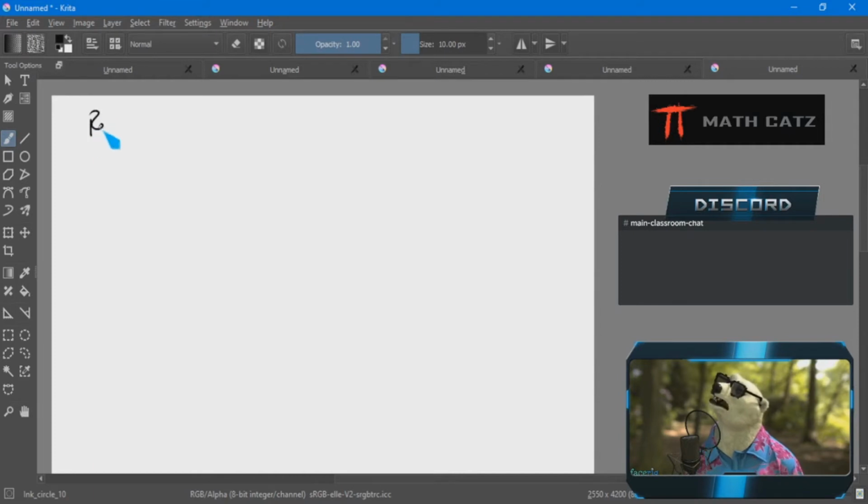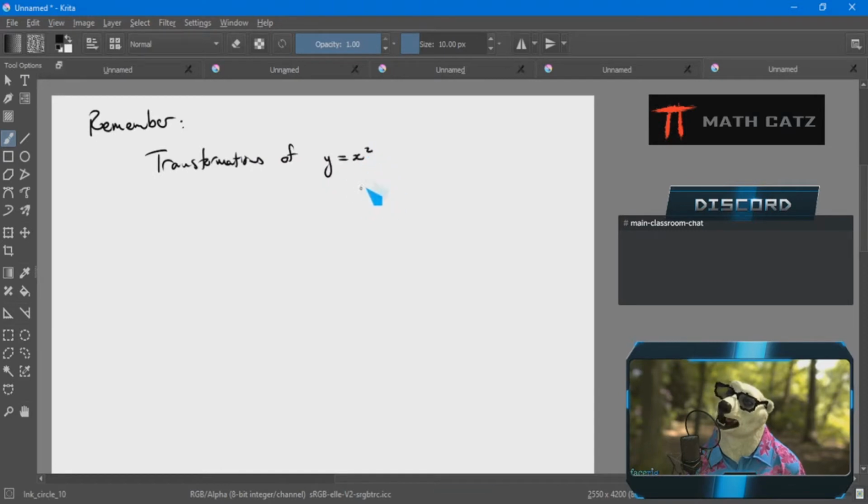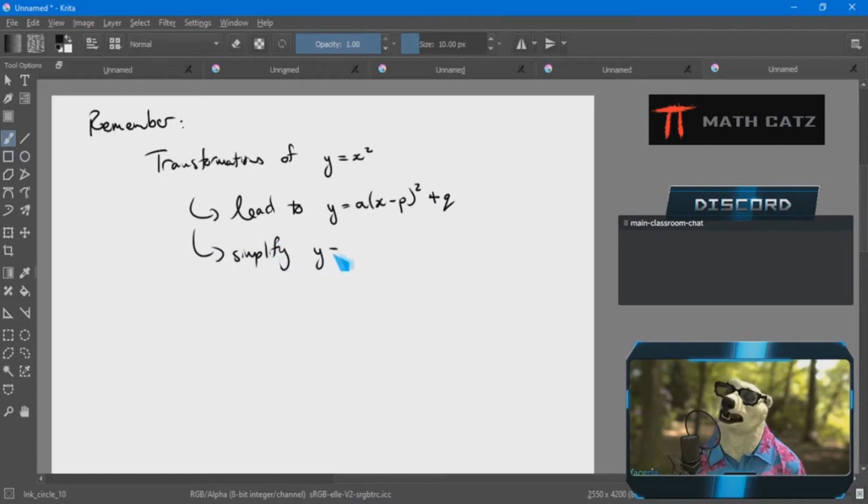So, just like, if I remember, I had my transformed, let's say it like this, transformations of y equals x squared can lead to, when I simplify it, well, when I look at the transformation version, a times (x minus p) squared plus q, and when I simplify it, I have the general form y equals ax squared plus bx plus c.